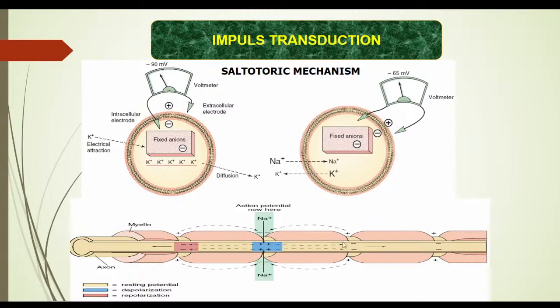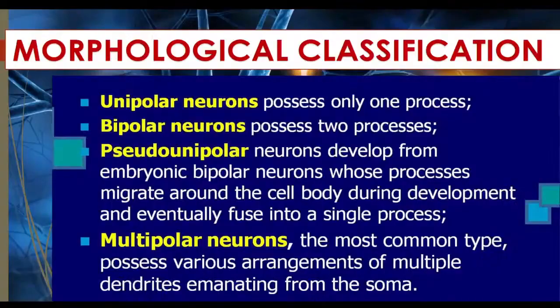In this case, we have how the impulse migrates in the area of the node of Ranvier. This unmyelinated area is named the node of Ranvier. And saltatorically, like jumping, because salto is a Latin word, like jumping from one node of Ranvier to another node of Ranvier, it is very fast to migrate from side to side, especially in myelinated nerve fibers.